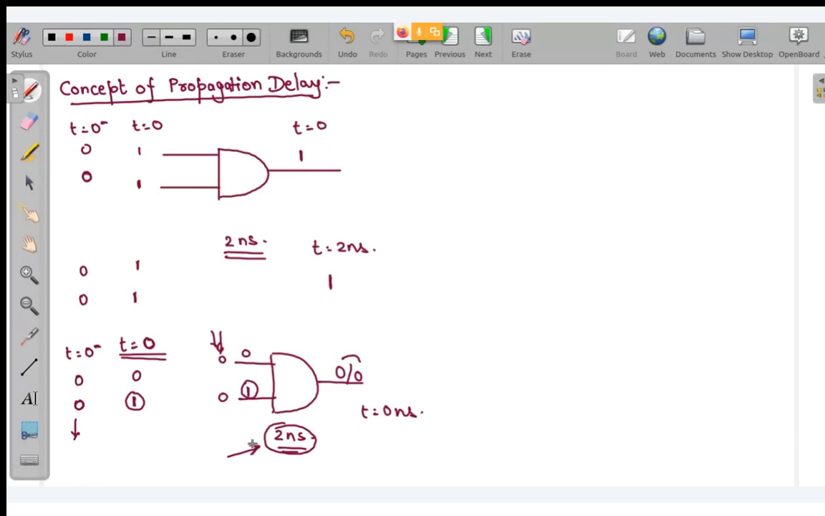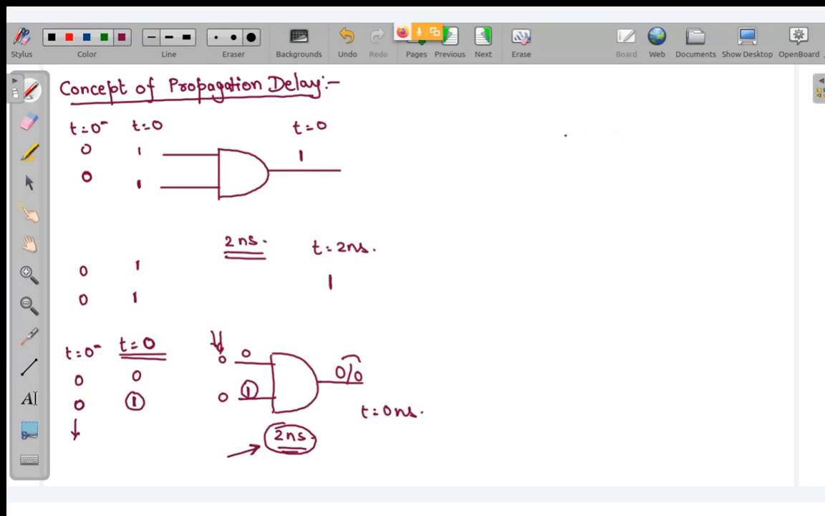No. See, propagation delay is the time taken by a gate or a circuit, a combinational circuit or a sequential circuit, to stabilize the output. As your output is not making any transition, there is no concept of propagation delay here. Is this clear? Yes, sir, take this case that zero and one is there, right?